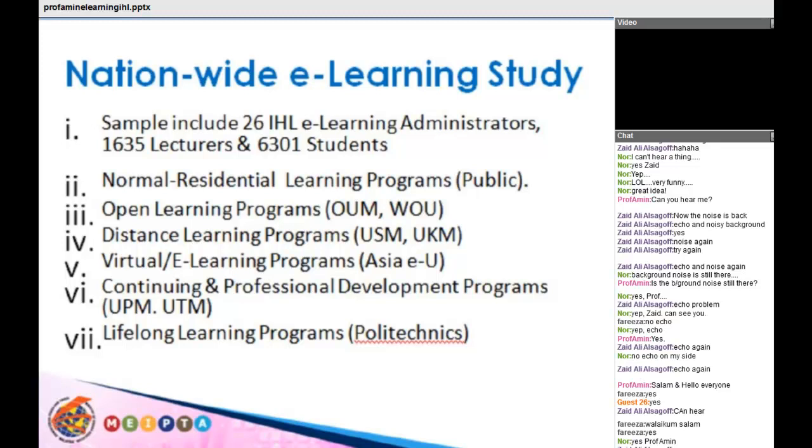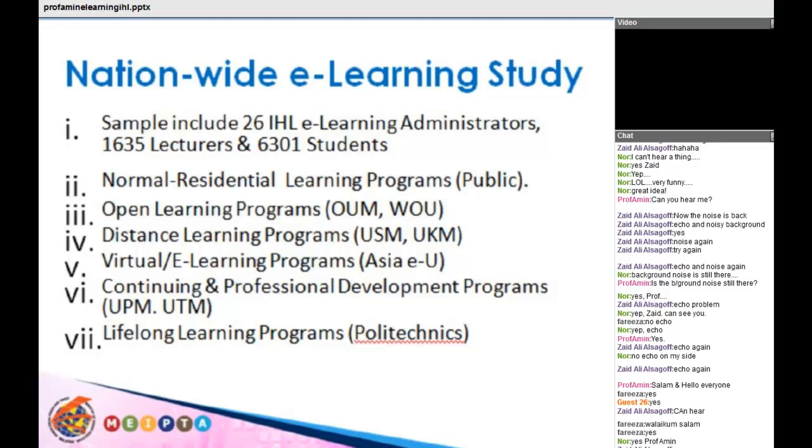But we managed to get more than 6,300 students to participate, and 1,635 lecturers. We managed to gather this data in about 2 months' time. The trick is that we provided the survey using SurveyMonkey, but we put a carrot. I think at that time there was a gift of the latest iTouch. The carrot actually helped us to gather a lot of data. The ministry was a bit surprised that we were able to get such a big sample size.